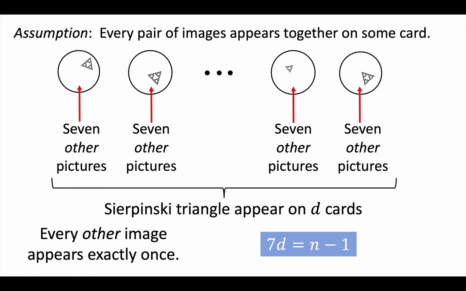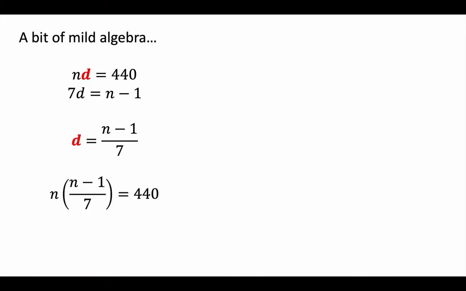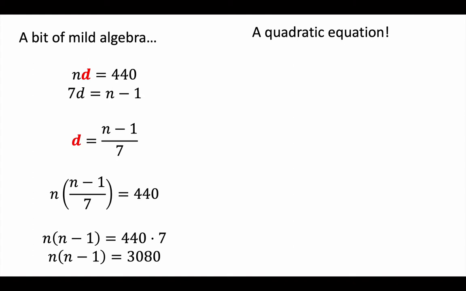And now, as all good algebra students do, we have 2 equations with 2 unknowns we can solve. So we've got n times d is equal to 440. I've highlighted the d because we'll substitute something in for that later. 7 times d is n minus 1. If we take the second equation and divide by 7, we get d is n minus 1 over 7, which we can then substitute into the first equation. I'm not a big fan of fractions, so I can multiply both sides by 7 and get n times n minus 1 is 3080.